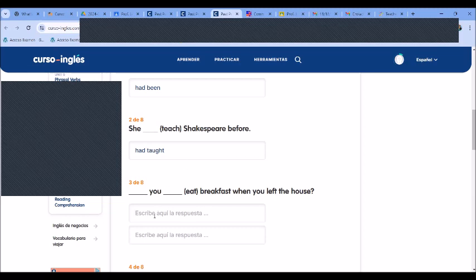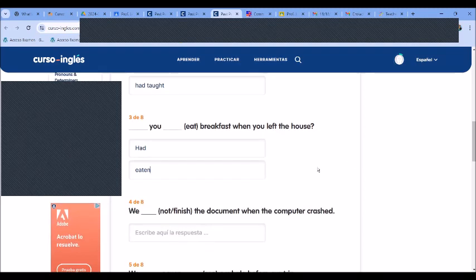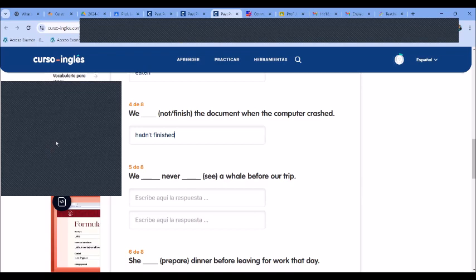Have you ate? Have you eaten breakfast when you left the house? Yes, I had. Good job. All right, let's go to Josue, number 4. We hadn't finished the document when the computer crashed. Imagine that, working on your thesis and the computer crashed and you hadn't saved it. No, what a catastrophe. All right, let's keep it going.